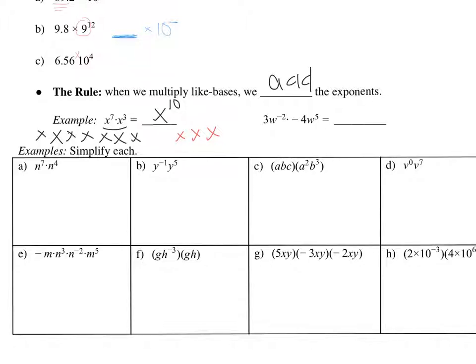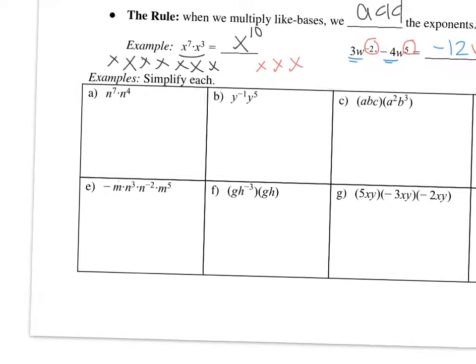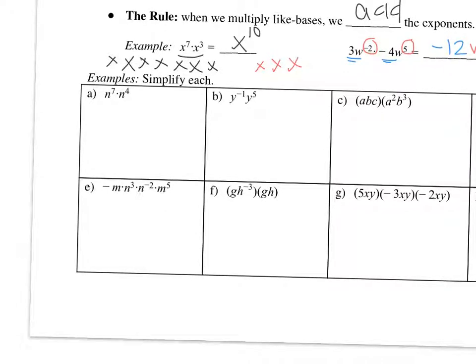So second example, you're going to multiply the coefficients. So it's going to be negative 12. And you're going to add the exponents, which have like bases. So it's going to be w to the 3rd. So example A, you're going to add the exponents with like bases. So this is n to the 11th. B, we have the base y, so we're going to add the exponents to get y to the 4th.